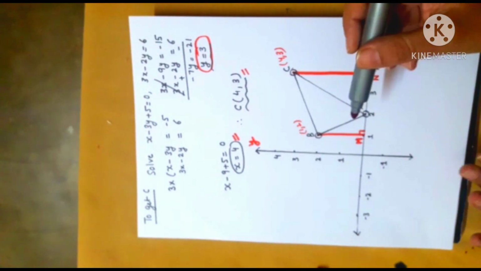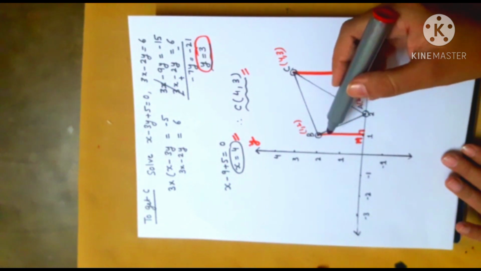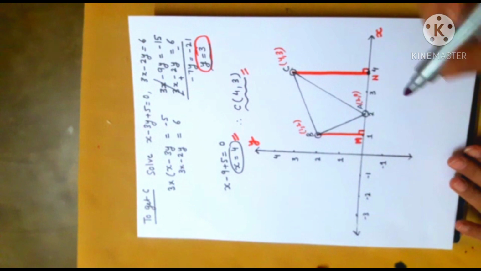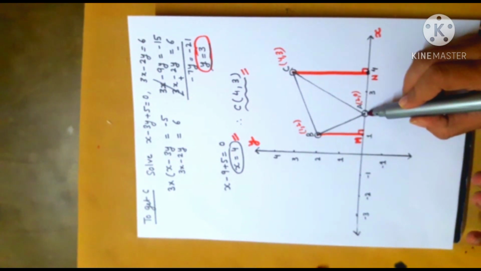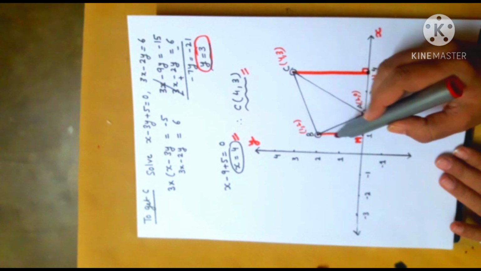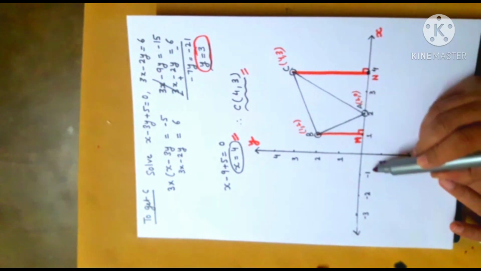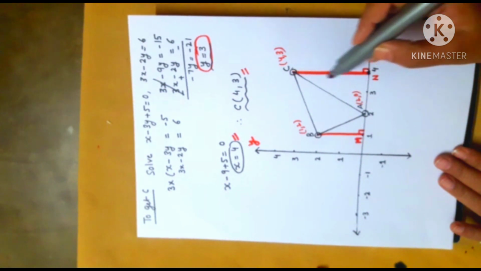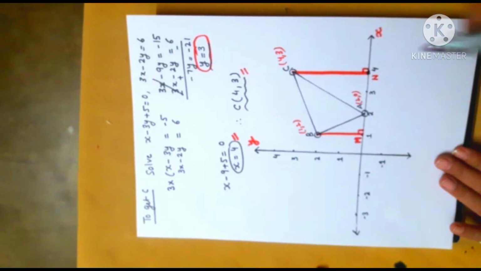Now I'll draw perpendiculars to the x-axis from the vertices of the triangle. A itself is on the x-axis. Now from this point B, I drop a perpendicular BM on the x-axis, and from the point C, I drop a perpendicular CN on the x-axis.